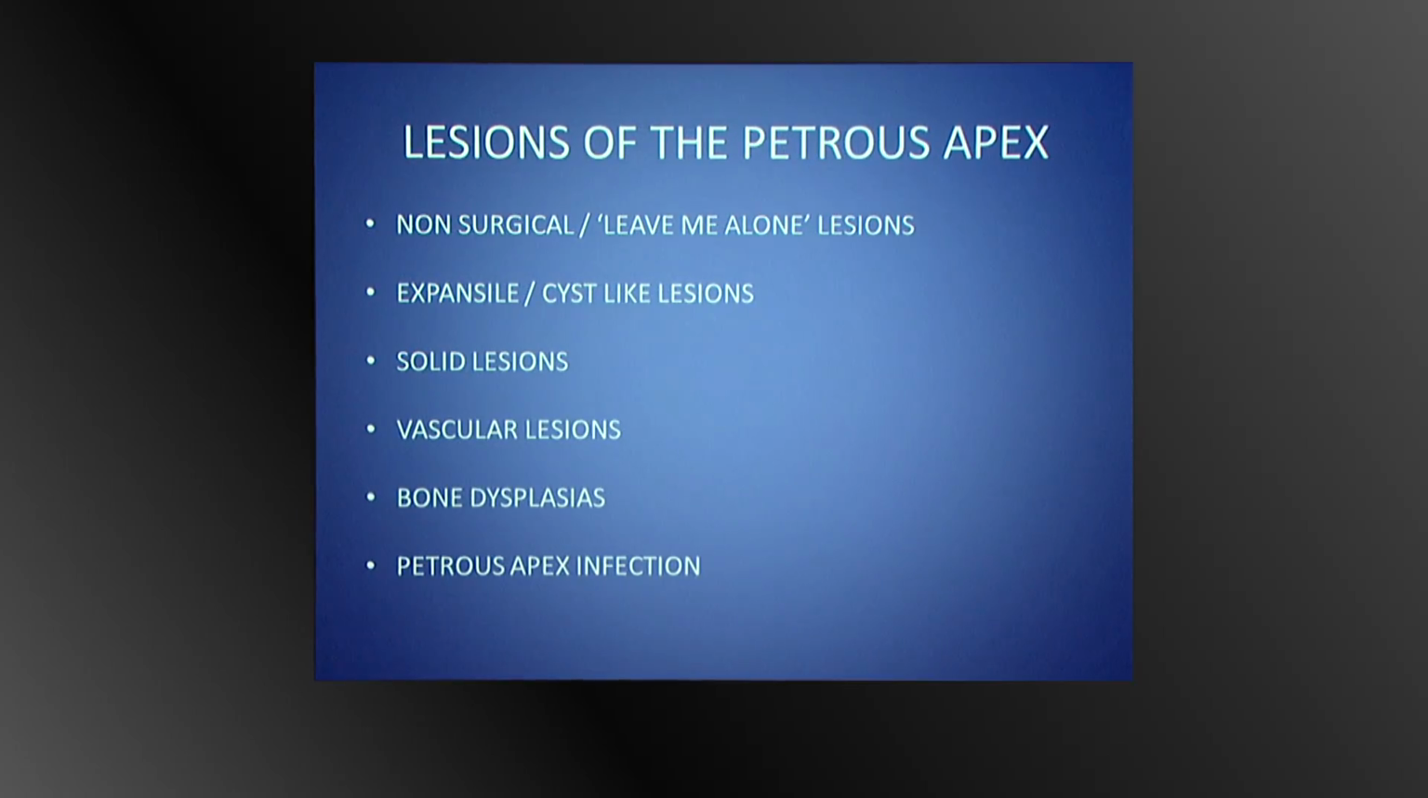I've never found a good way of actually characterizing petrous apex lesions. Some people talk about cystic or solid lesions. Other people talk about malignant or benign. Other people talk about aggressive, non-aggressive. And then most people default to the surgical sieve, which is not a bad fallback.